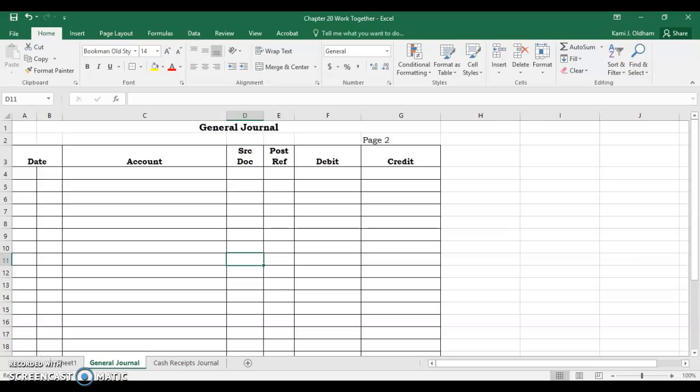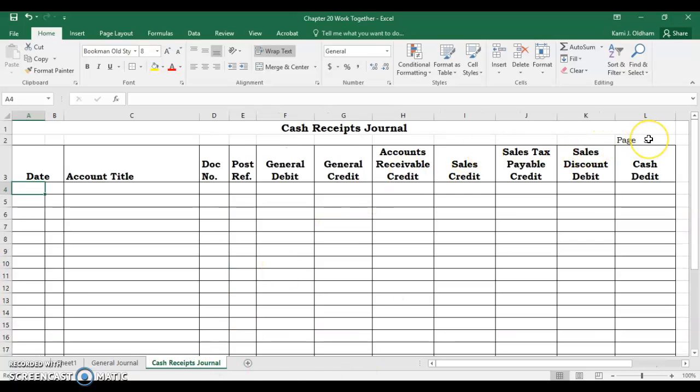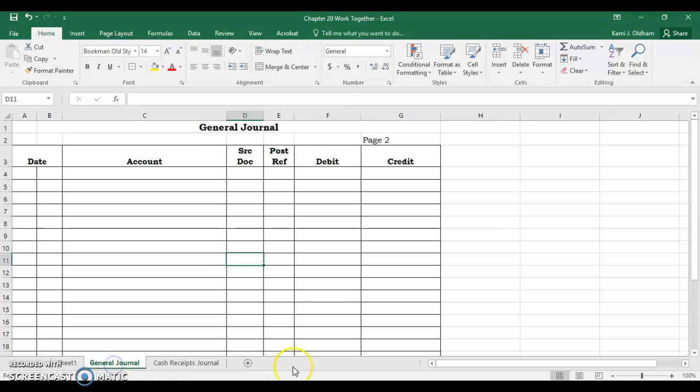And we are going to be using the current year, using page 2 of our general journal, page 3 of our cash receipts journal. And our first transaction that we're going to have here is that we've accepted a 90-day, 8% note from Paul Gary for an extension of time on his account.